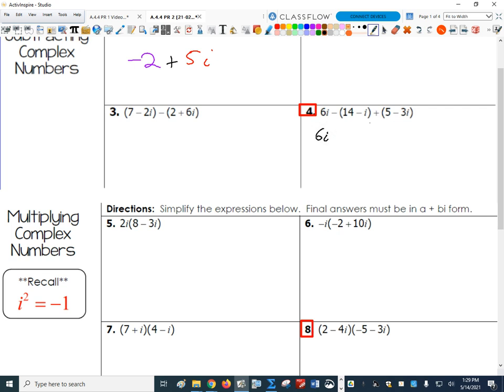6i. If I distribute the negative, would you guys agree I'm going to get a minus 14 plus i, because I'm subtracting a negative, plus 5 minus 3i, and now I just combine like terms. So again, if I'm just combining all the constants, negative 14 plus 5, what is that, negative 9? And if I combine all the imaginary terms, 6i plus i is 7i minus 3i is 4i. Make sense? Piece of cake, okay? Could not be easier. That's no big deal.